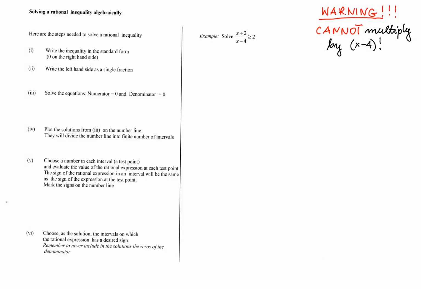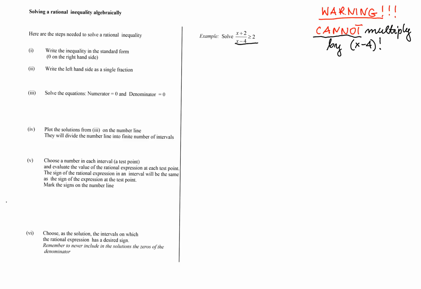In this example, we are asked to solve the inequality (x + 2)/(x - 4) ≥ 2. This is an example of a rational inequality because the expression on the left-hand side of that inequality is a rational expression. You have to remember that if you are dealing with rational inequalities, you cannot divide or multiply both sides by something that contains the variable.